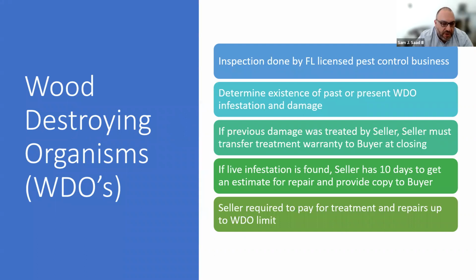Wood destroying organisms are an inspection under the contract. You have to use a Florida licensed pest control business. They determine whether there's any past or present infestation or damage. If there's previous damage, then the seller can transfer the warranty and does not have to treat as long as there's a current warranty. If there's a live infestation, then the seller's got to get estimates, and the seller is required to pay for treatment up to the WDO limit. Remember, in the FAR contract, you set your limits, and we'll talk about that a little bit more, but the WDO limit is typically 1.5% of the purchase price.